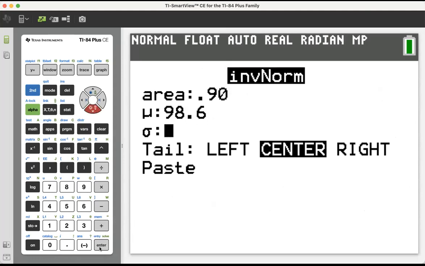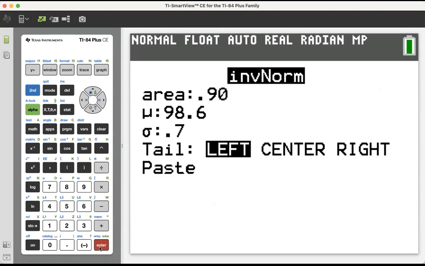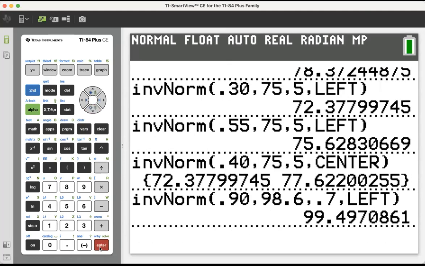98.6 and 0.7. And I'm going to do left. Okay, 99.49. Approximate, 0.497, which rounds to 0.50, so 99.50.